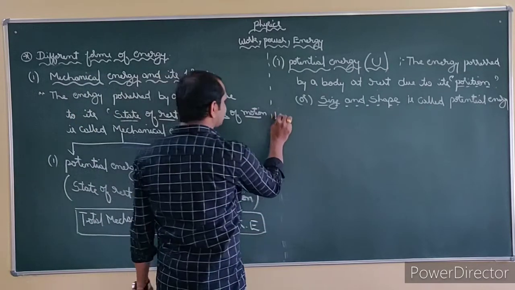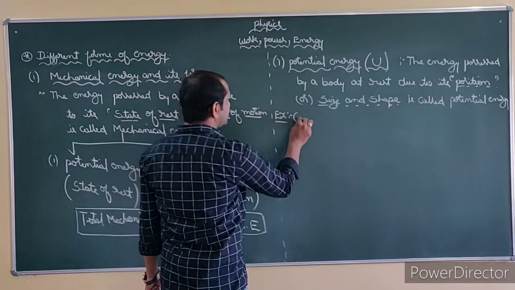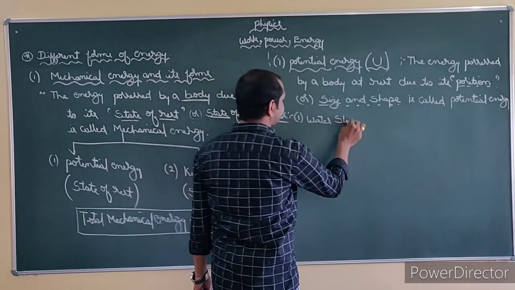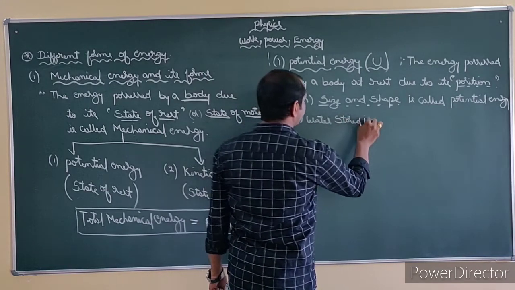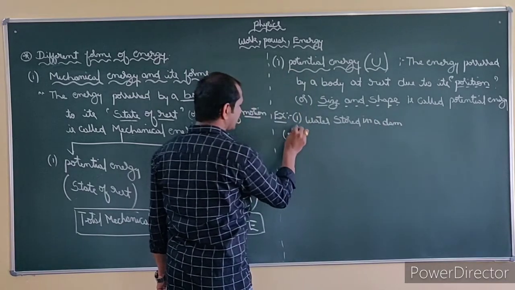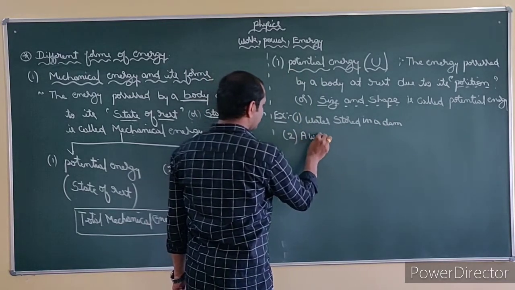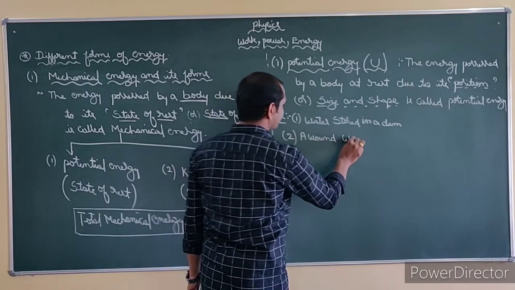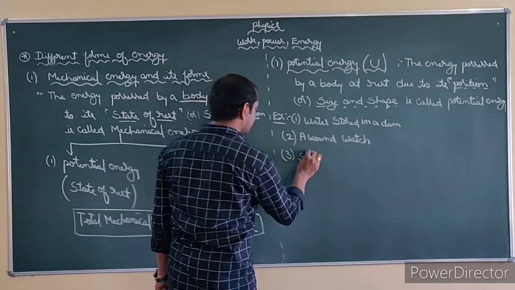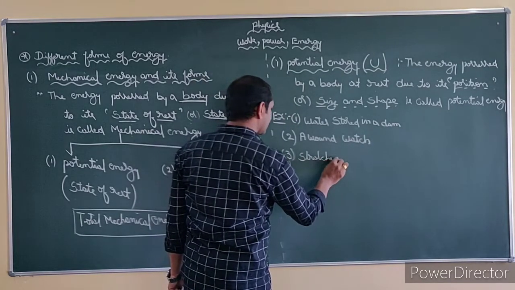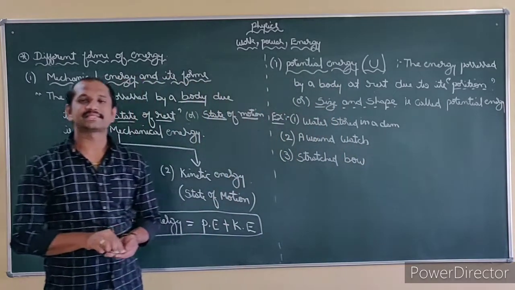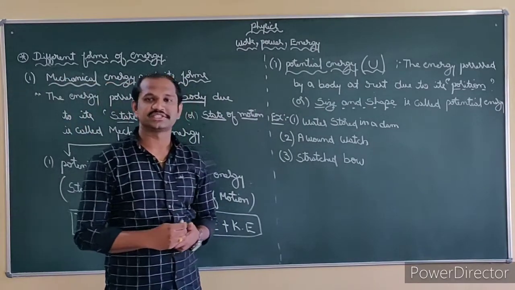So let me give some examples for this. Examples of potential energy: water stored in a dam, a wound watch, a stretched bow. What do you mean by stretched bow? These are the three examples I have taken to make you understand potential energy better.